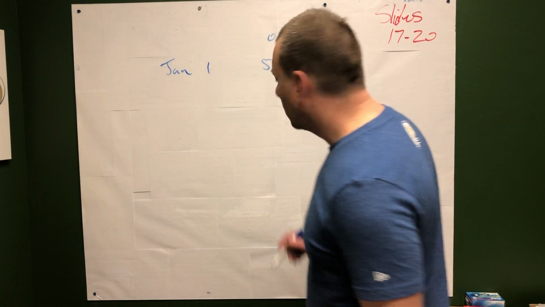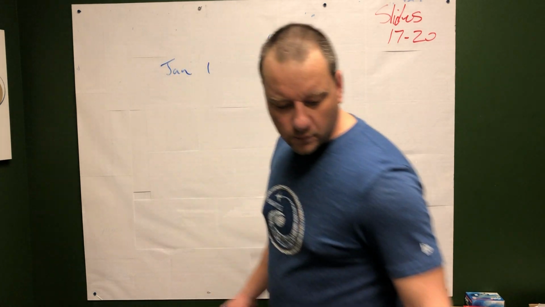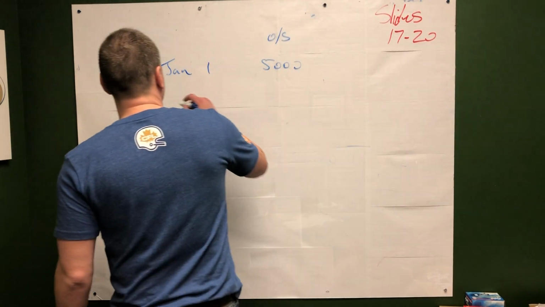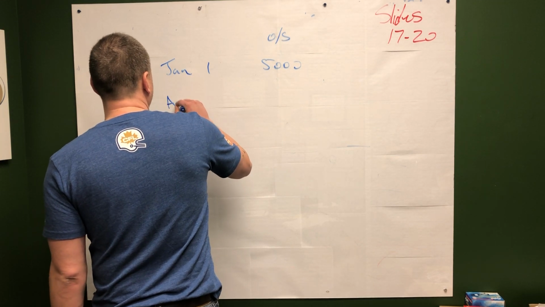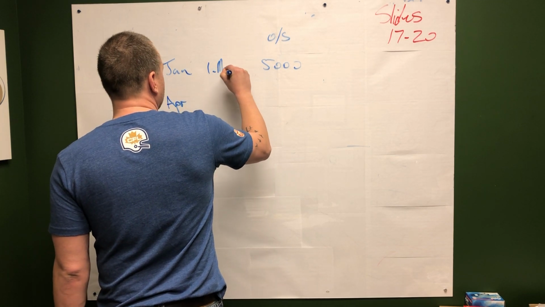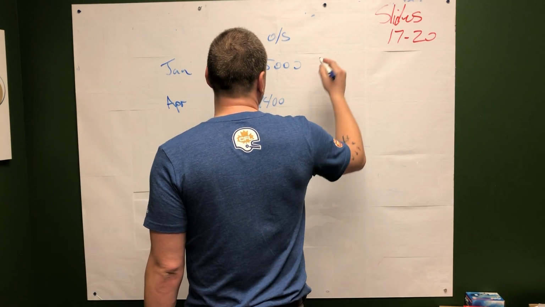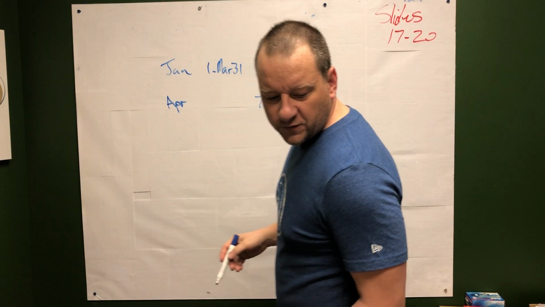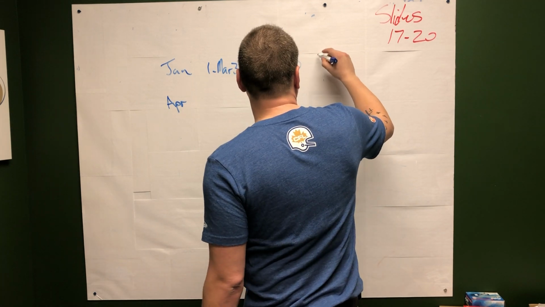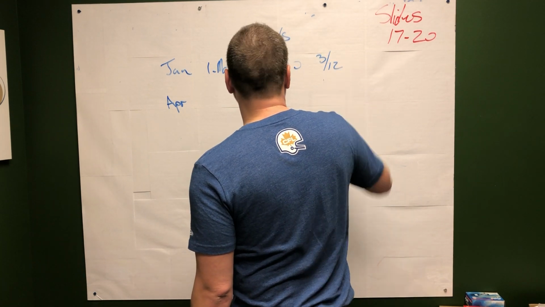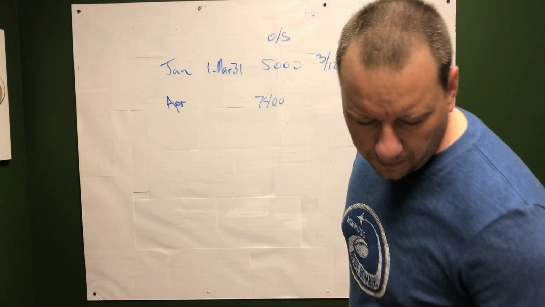Okay. So now on March 31st, let's just say it's April 1st. This will go to March 31. Now we have 7,400 shares outstanding. So we can figure out the months. If we go across, we're going to have 3 of 12. We don't know for April yet.